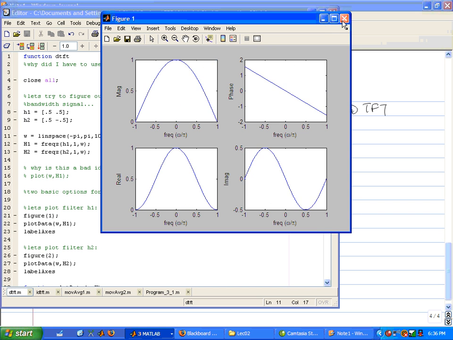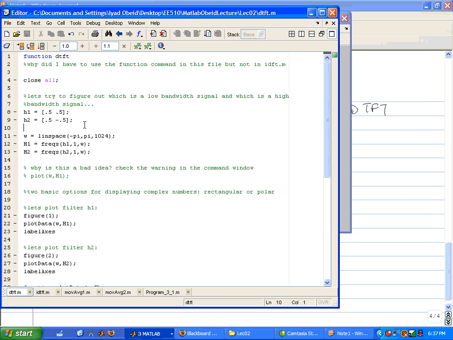Let's look at the low pass signal. All right, so same principle applies. Okay, the real part's even, the imaginary part's odd. Okay, Jeff? Questions? All right, what if I do this now? What if I make this, instead of from minus pi to pi, I make it from minus 2 pi to 2 pi? How the plot's going to change?